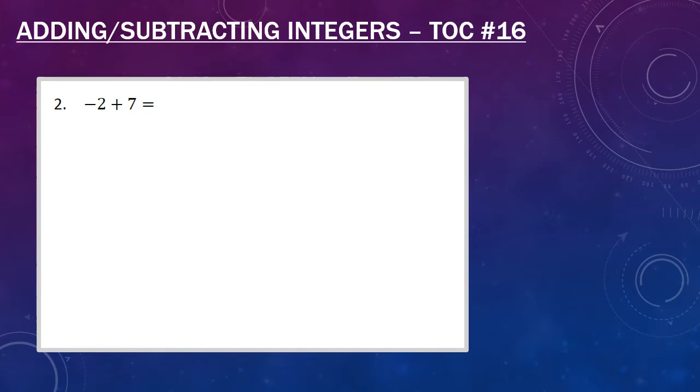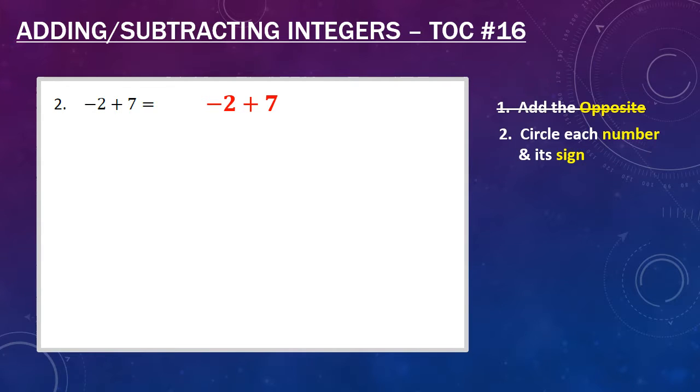Let's move on to problem number 2. This one I don't have to rewrite because it's already addition. So it's just keep the same numbers. I'm going to rewrite it though so I can circle it a little easier. Step 2, circle the numbers including its sign. The first number is -2. The second number is a +7. Oops, I meant to circle the positive. That plus sign in the middle goes with that +7.